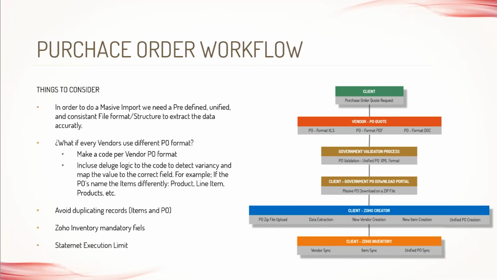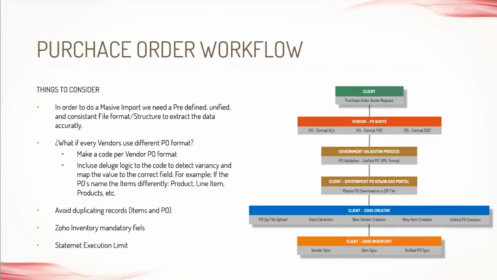So let's go to the second point. What if the vendor uses different POs, right? Let's say one vendor can call its items services. Another vendor can call its products or line items. And when you try to import this into inventory, it's going to bounce because it's not going to be mapped correctly. So this is the first issue we need to resolve, to unify and have a consistent file so we can map correctly.